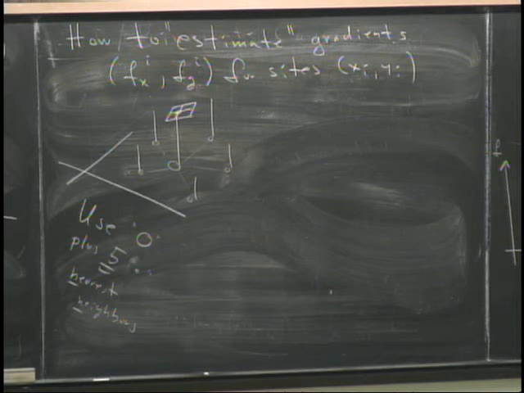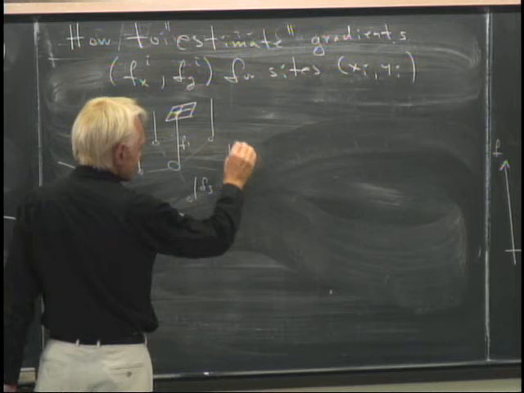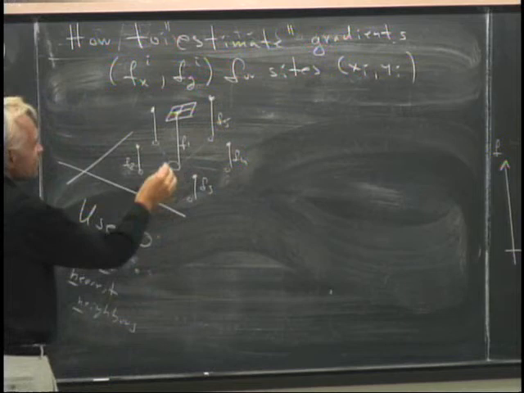So I do a local indexing and I call the guy in the middle function value f1, I call the guy here f2, f3, f4. This is just a local numbering. These are 6 selected ones from the entire set of given data, just a subset in this local neighborhood. So this is function value f6.